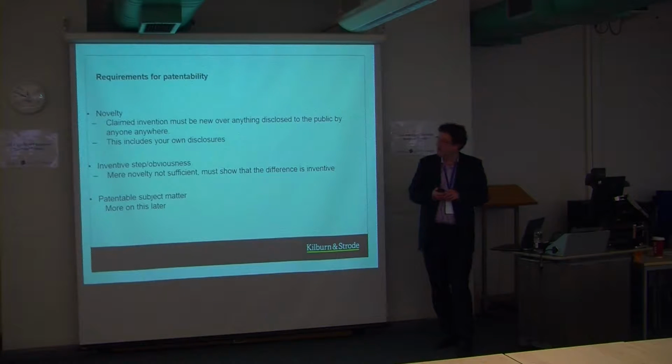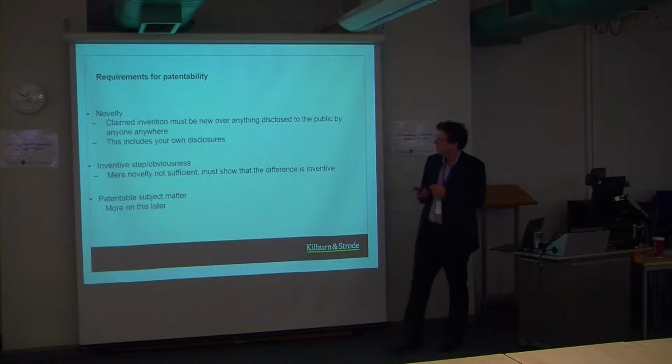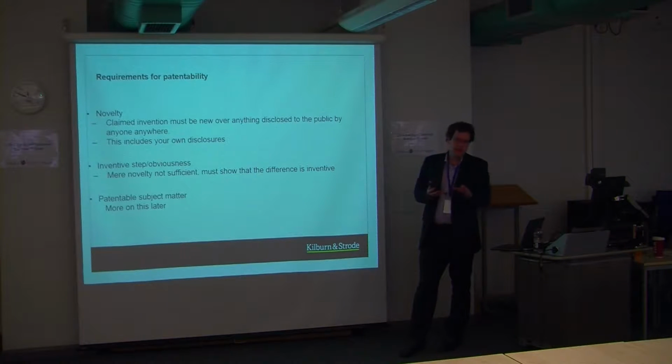A brief overview of what you can get a patent for. Well, you can get a patent for an invention as a statutory invention, but it must be new compared with anything that's been disclosed anywhere by anyone, including yourself. So one of the key points, if you're thinking about patent protection, is that you have to apply for your patent before you disclose the concept publicly.